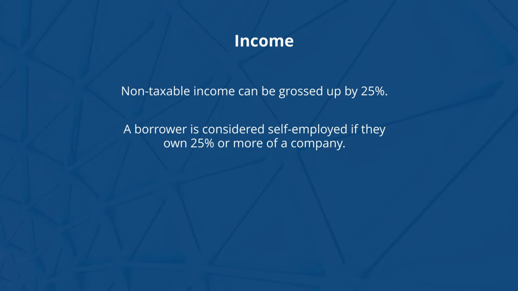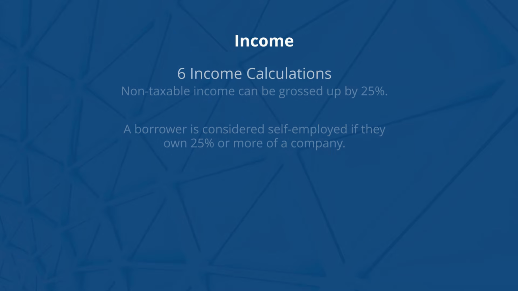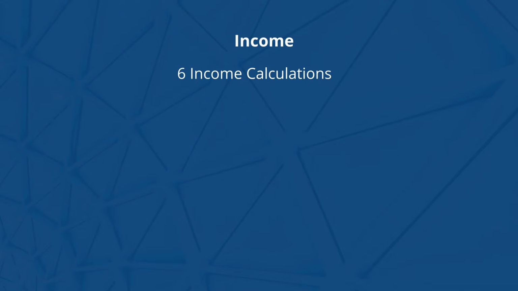A borrower is considered self-employed if they own 25% or more of a company. There's a lot of additional analysis for self-employed borrowers to ensure continuity of income. There are 6 income calculations that are essential to know when we are talking about calculating income.